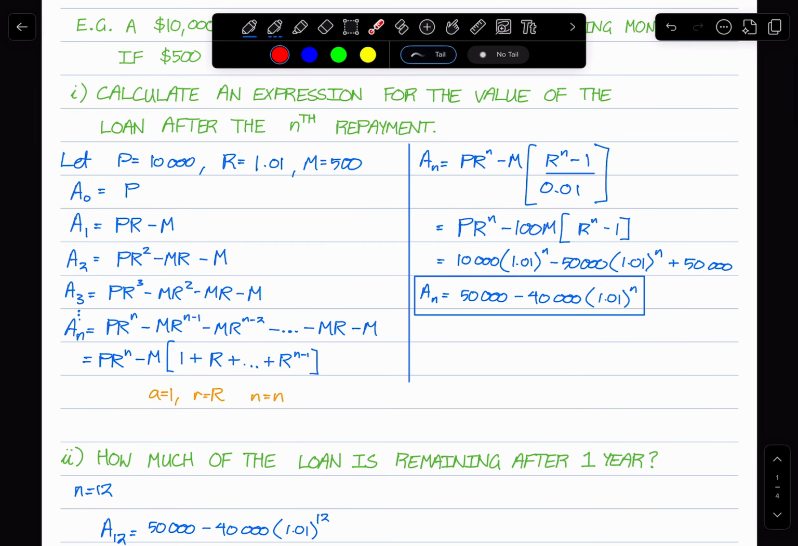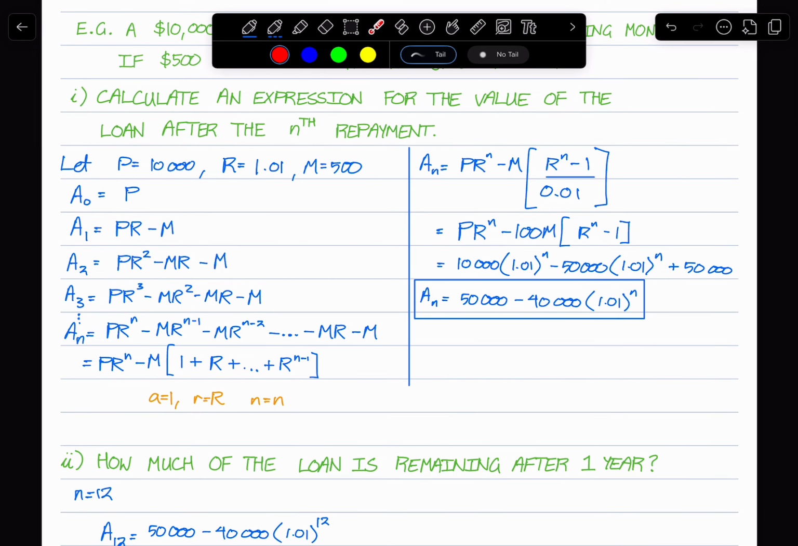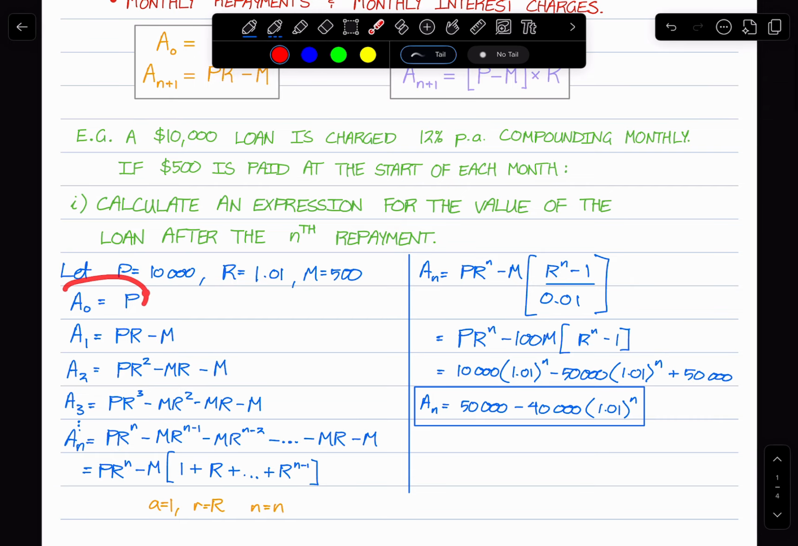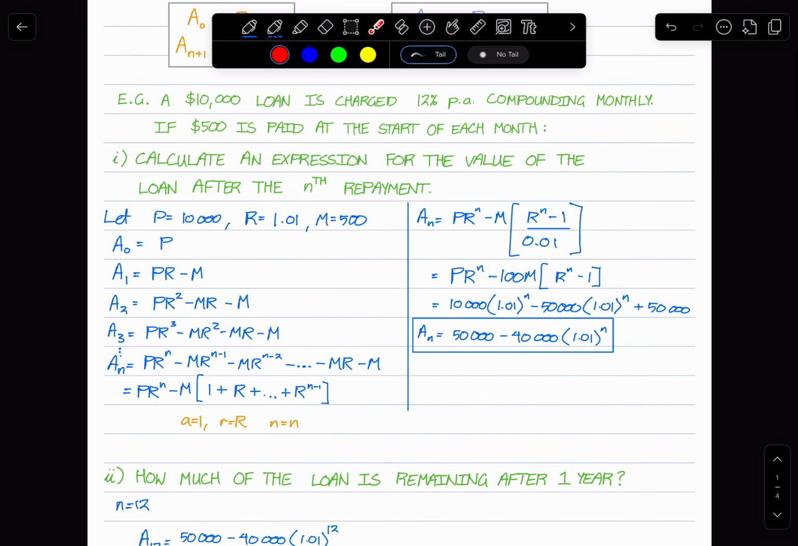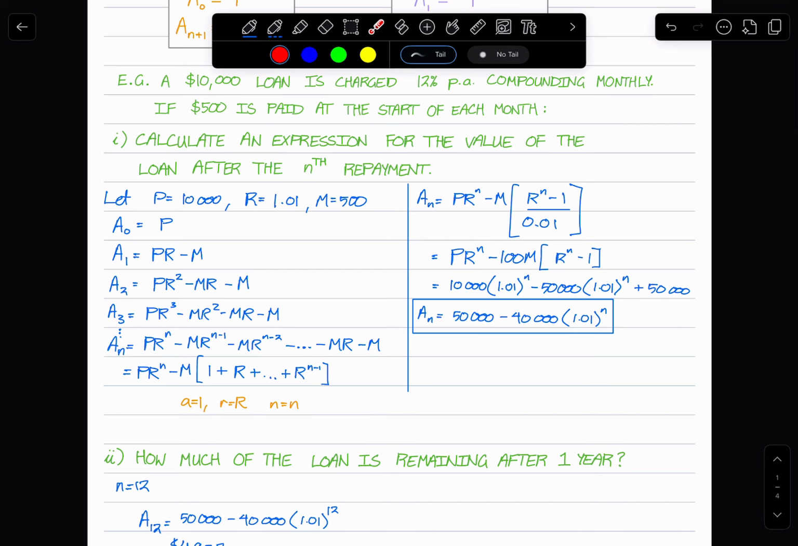So as you can see, it's actually just one extra step in this factorization here, and a little bit more understanding around this A of 0 beginning, and A of n representing the number of repayments. Okay, so I hope that's given you an insight into loan repayments.